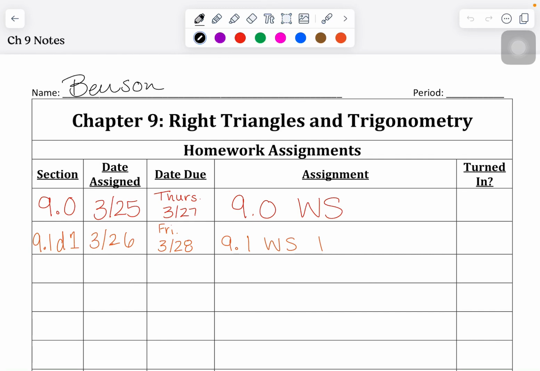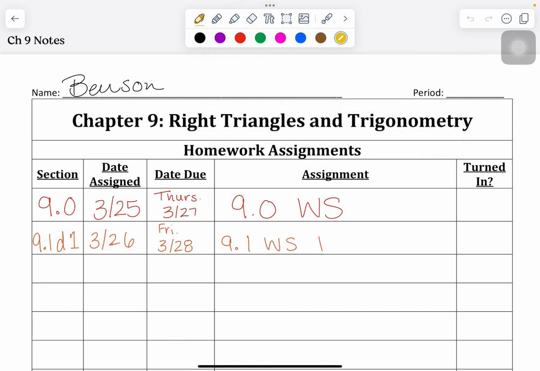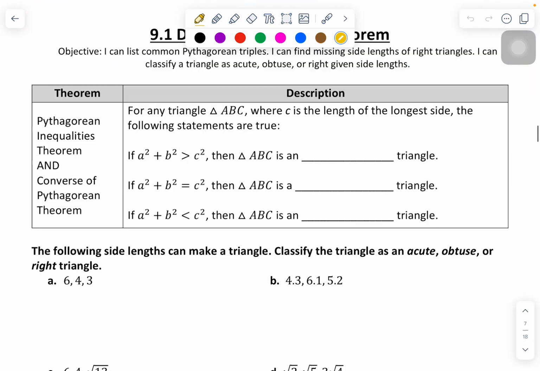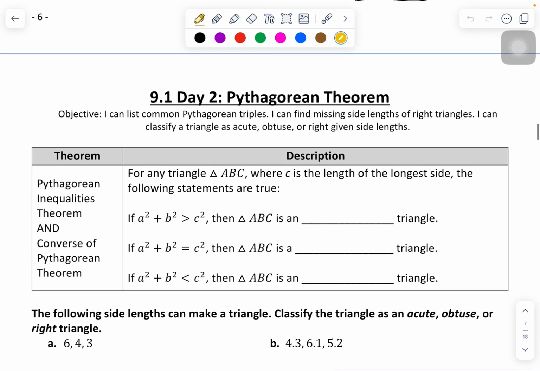Okay, if you have not already done so, you should grab out your notes packet, grab a calculator. Today's lesson is fairly straightforward. We are on page, I believe it's 7 of our notes packet. Yep, page 7. So we're still focusing in on that Pythagorean theorem.